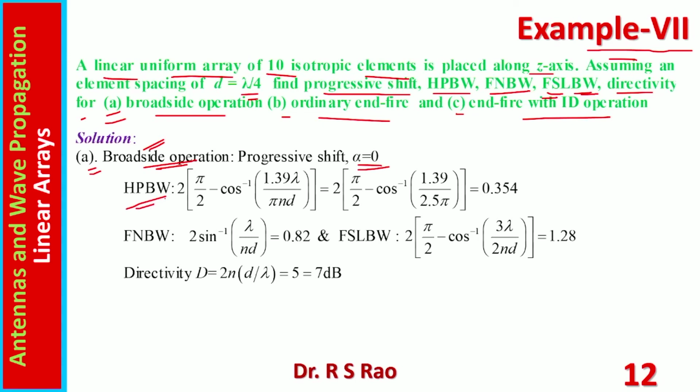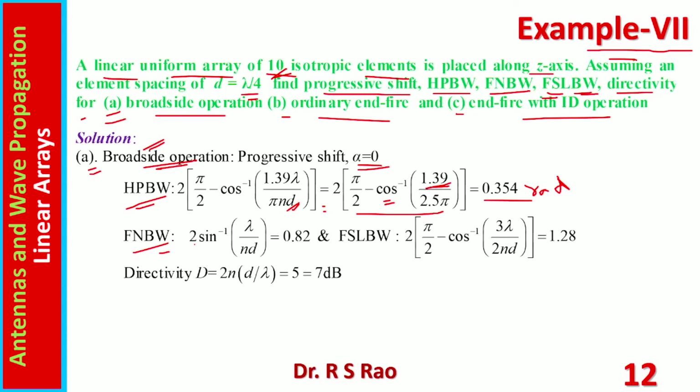Half power beamwidth is given by 2 times pi by 2 minus cos inverse 1.39 lambda over pi N d. N is 10. D is lambda by 4. So lambda in the denominator cancels lambda in the numerator. Now in this expression nothing is unknown. A little bit of simplification gives us half power beamwidth as 0.354 radians.